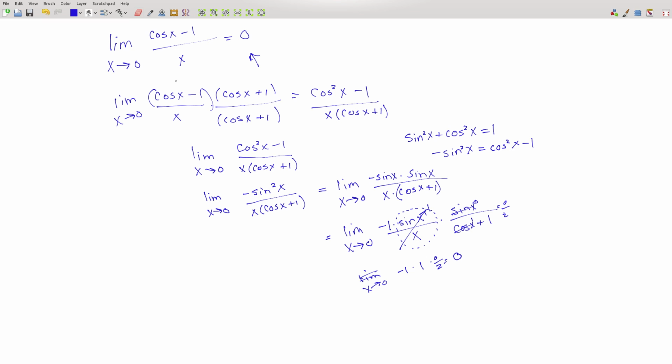We're going to use this important limit later when we're finding the derivative of some important trig functions.